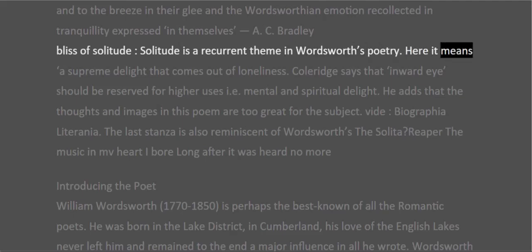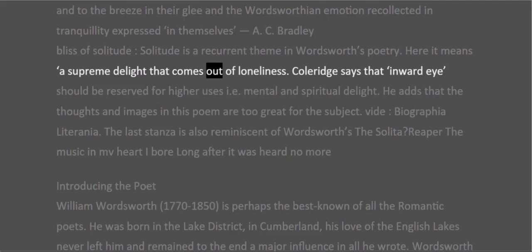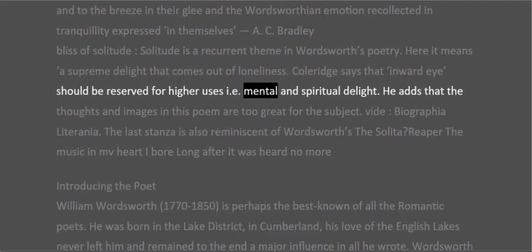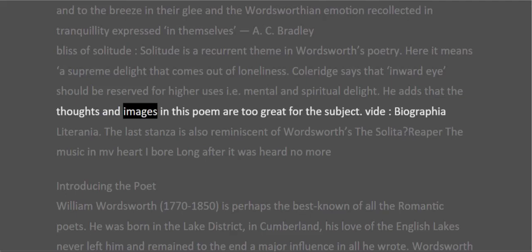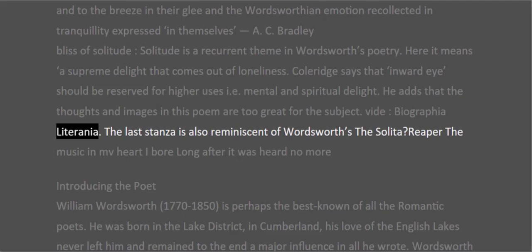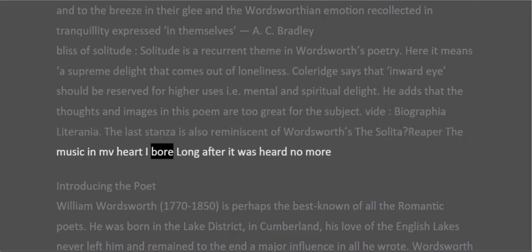Here it means a supreme delight that comes out of loneliness. Coleridge says that inward eye should be reserved for higher uses, i.e. mental and spiritual delight. He adds that the thoughts and images in this poem are too great for the subject. Vide Biographia Literaria. The last stanza is also reminiscent of Wordsworth's The Solitary Reaper: The music in my heart I bore long after it was heard no more.